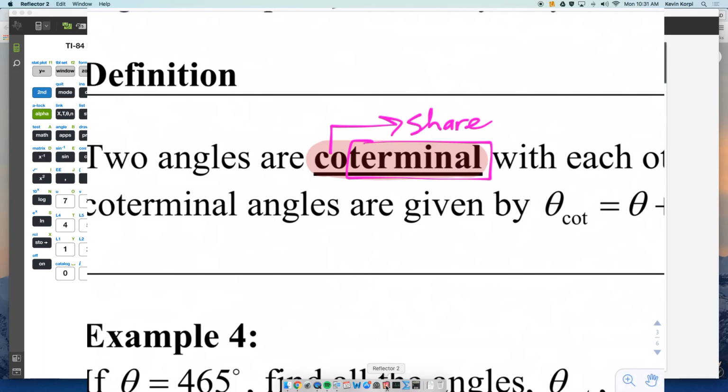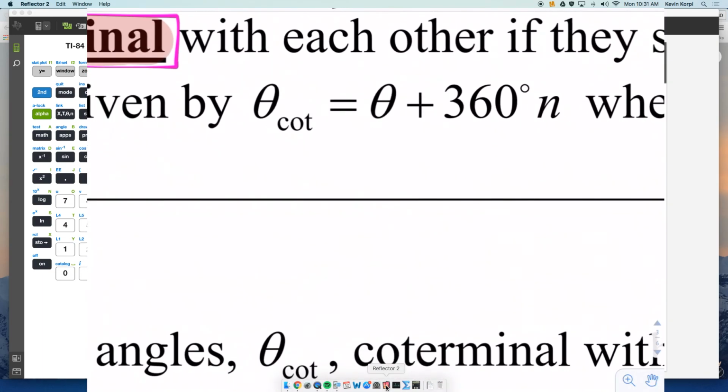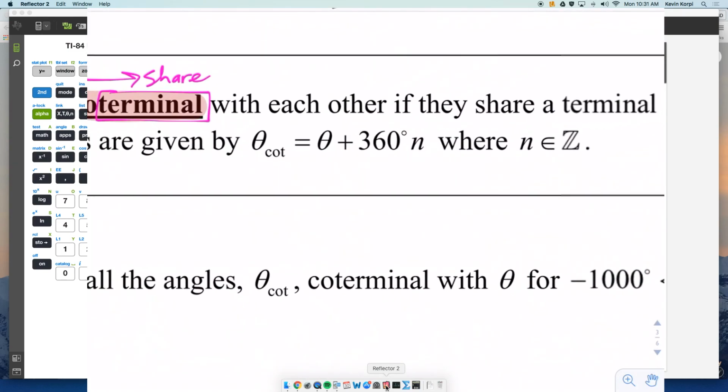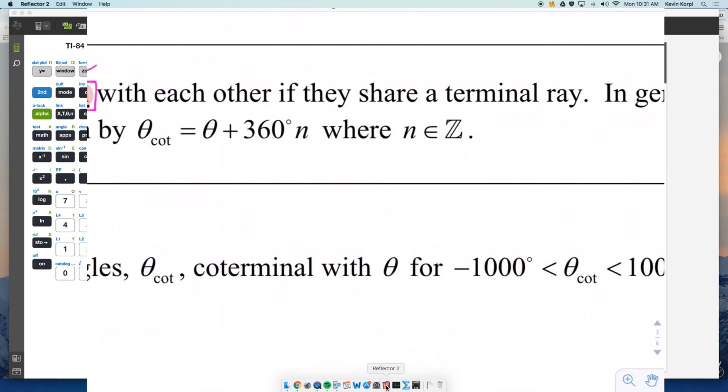Coterminal. And for any angle theta, how many coterminal angles are there? Infinitely many. And they're all full rotations away in either the positive or negative direction. So in general, we're going to call the coterminal angle theta subscript COT. That means coterminal, and it shows that it's related to theta. All you have to do to get coterminal angles is start with your original angle theta and add multiples of 360 to it. So what type of number is n? It's going to be an element of Z, where Z is the what?